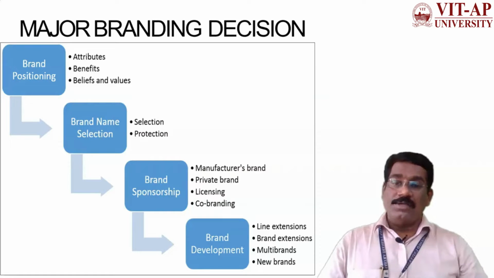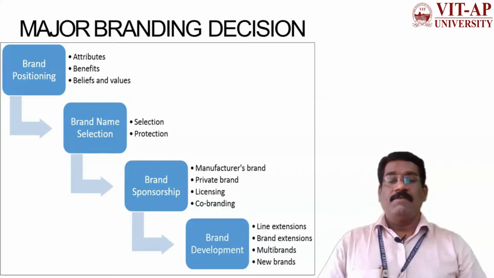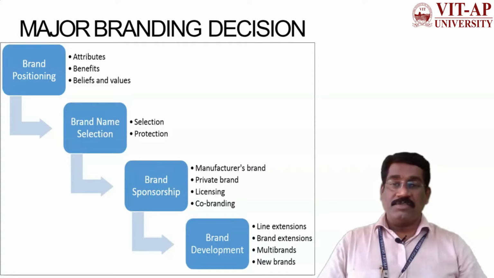And when you talk about brand sponsorship, we have different categories like manufacturers' brands, private brands, licensing, and co-branding. When you talk about the private brand, beyond national brands, even Reliance Fresh has come out with a private retail brand called Reliance Select. Okay, so that becomes a private brand associated with Reliance Fresh. And also, companies like KFC or McDonald's give licensing in other countries to operate using their brand name.